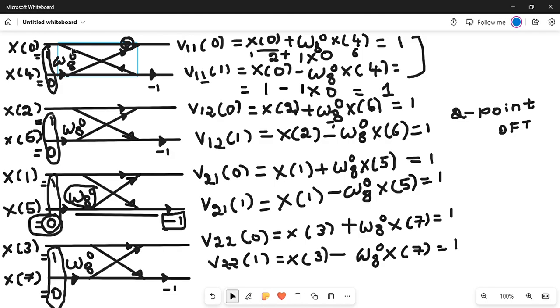It is coming through this diagonal line. The x of 0 value is coming through this diagonal line and joining this line. And x of 4 and omega a to the power of 0 both pass through this line, and that gets multiplied by this -1.